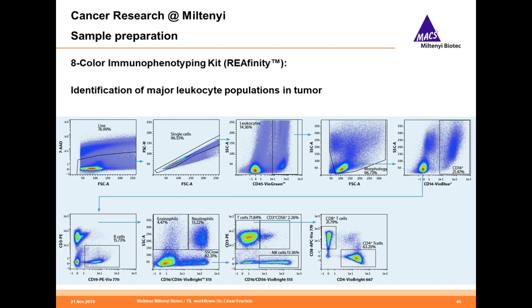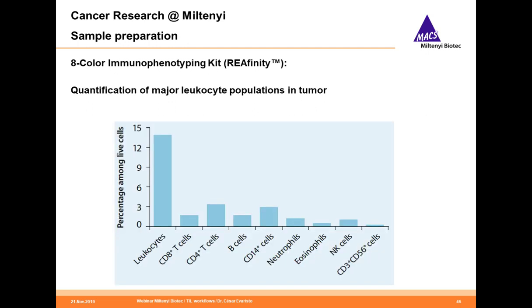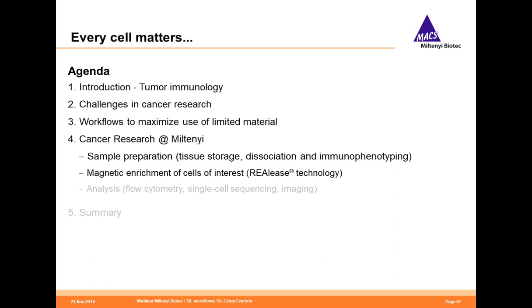T cells, and CD3 positive, CD56 positive cells. Finally, from the T cell gate, we plot CD4 versus CD8 to identify our major T cell populations. We can then quantify the frequency of the major leukocyte populations in the tumor, and it becomes quite obvious that the frequencies of each of the individual populations is quite low.